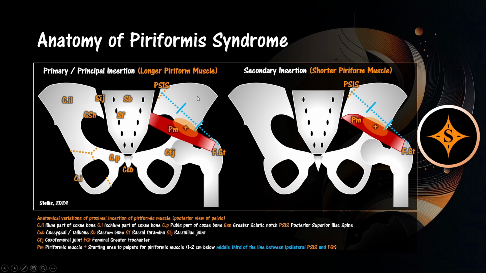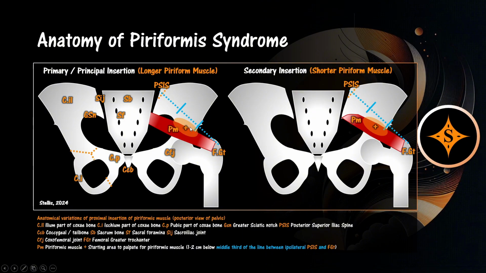Even then, they are still palpable, although not as easy. You take an imaginary line between those two structures, the greater trochanter of the femur and the PSIS, and then you take the middle third and then go down 1 to 2 centimeters. That will be the starting point for you to deep palpate the piriformis muscle.